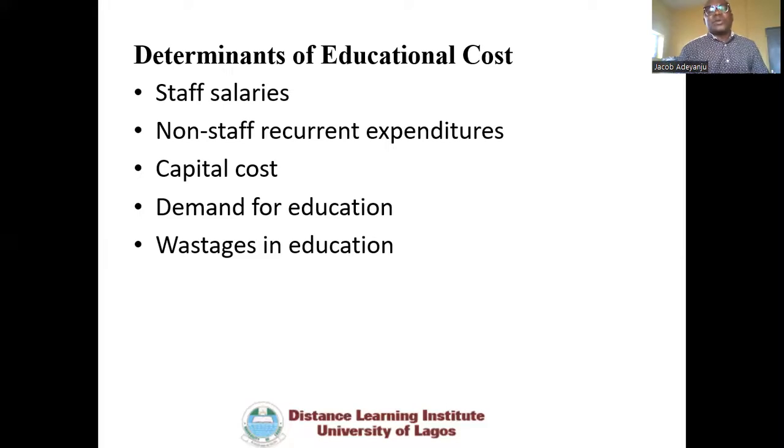And when we talk of demand for education, we are talking of the desire by everybody, including the government, to acquire education. This desire is increasing because both the government and individuals have realized the power of education for upward socio-economic mobility. And as such, the demand for education is increasing. And as this increases, there is a direct relationship between demand for education and the cost of education.